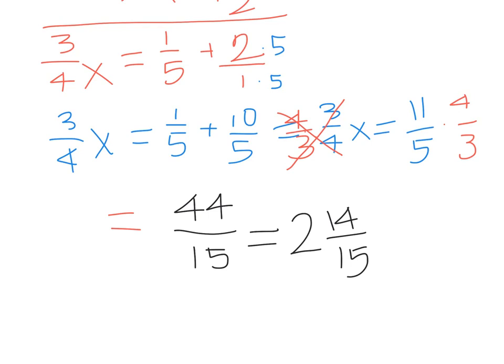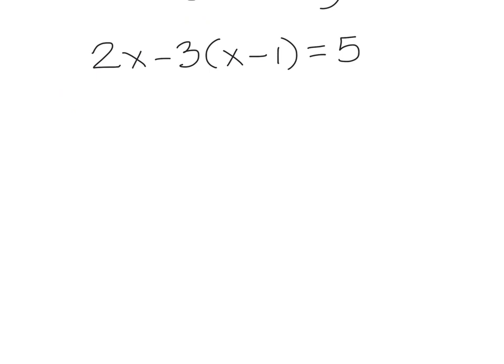Now we'll go ahead and do one more example that involves distribution. So if I look at something like 2x minus 3 times the quantity of x minus 1 equals 5, the very first thing that I notice is that we have to distribute this -3 in order to simplify everything over here on the left-hand side.